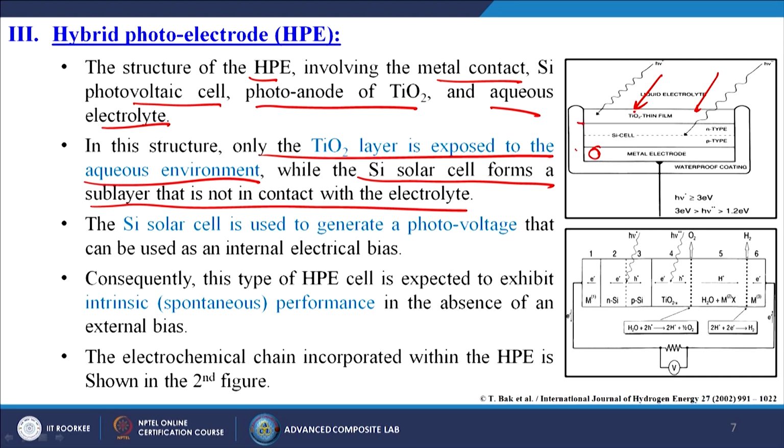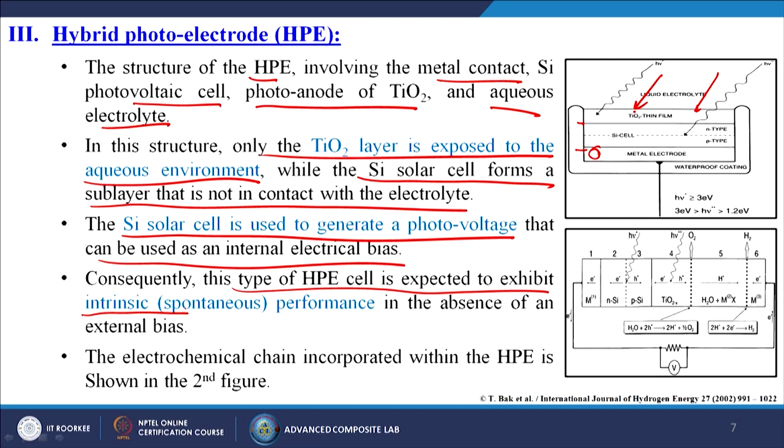So, this is under the electrolyte, which means it is not touching the liquid electrolyte itself. The silicon solar cell is used to generate a photovoltage that can act as an internal electrical bias. Consequently, this type of HPE cell is expected to exhibit intrinsic, meaning spontaneous, performance in the absence of an external bias.